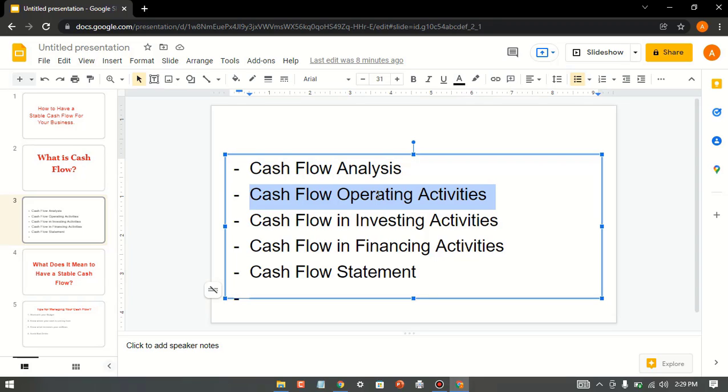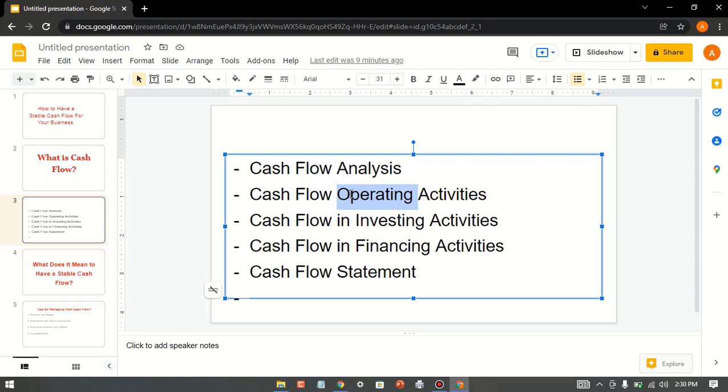So let's just start with cash flow in operating activities. By tracking cash flow from operating activities, a business owner can fairly assess its working capital requirements. This form of cash flow analysis is also useful in determining the amount of cash needed for various planned business operations, such as purchasing equipment, building, construction, leasing, and expansion of business.